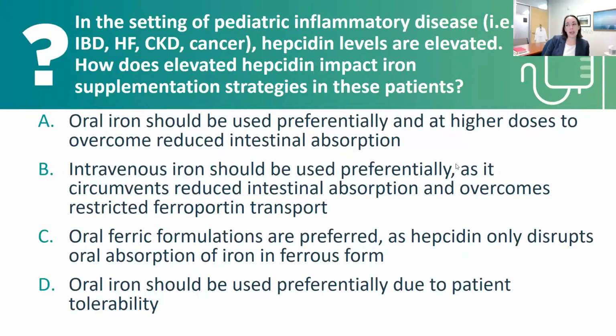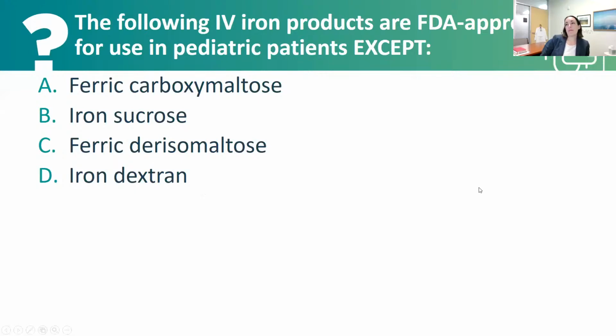You usually can't overcome this with higher doses of oral iron, and the same is true for the oral ferric formulations. They're not really going to overcome that hepcidin block. So really, with high hepcidin, you want to go with IV iron. Okay, the following IV iron products are FDA approved for use in pediatric patients, except, which is the exception?